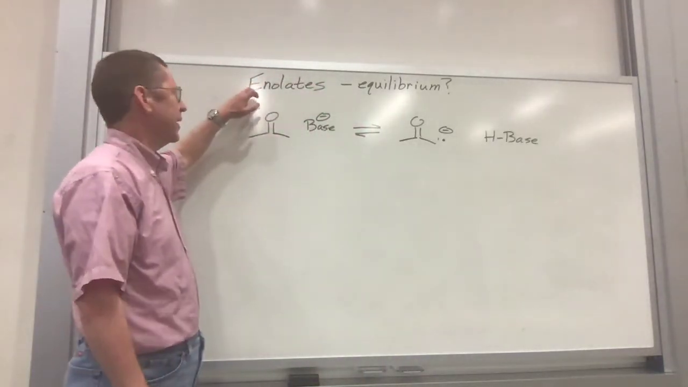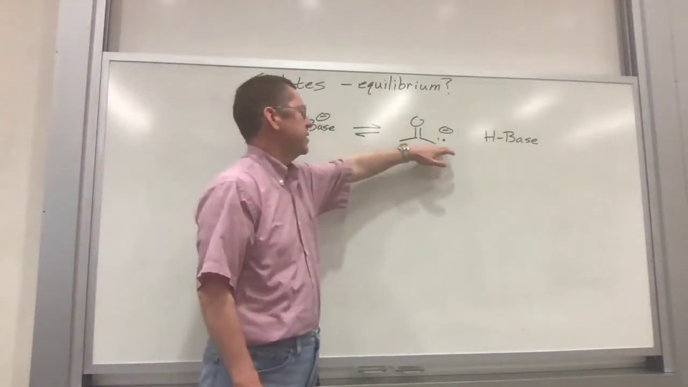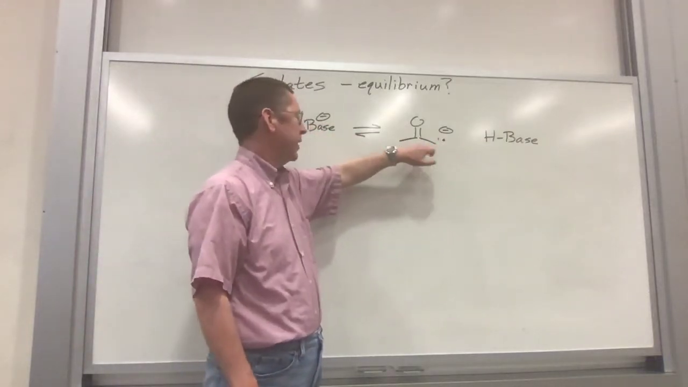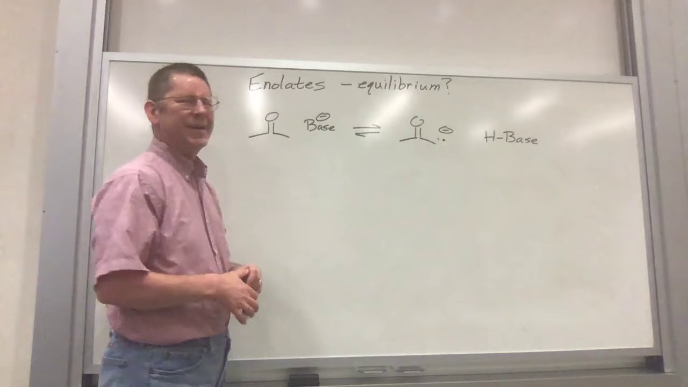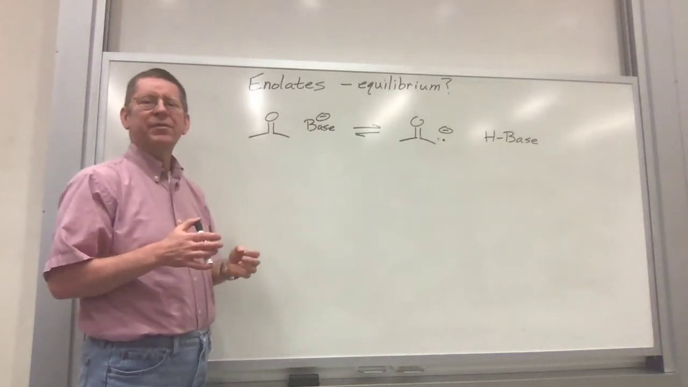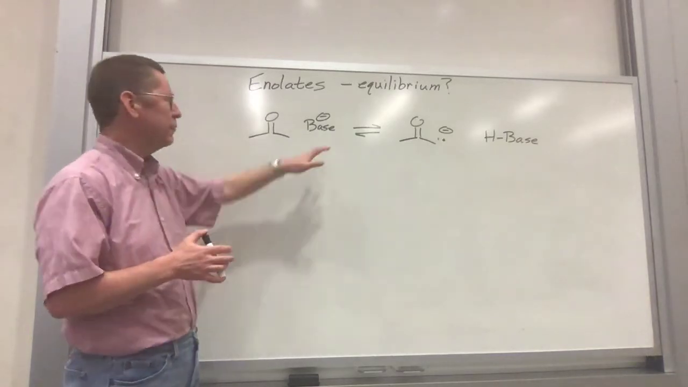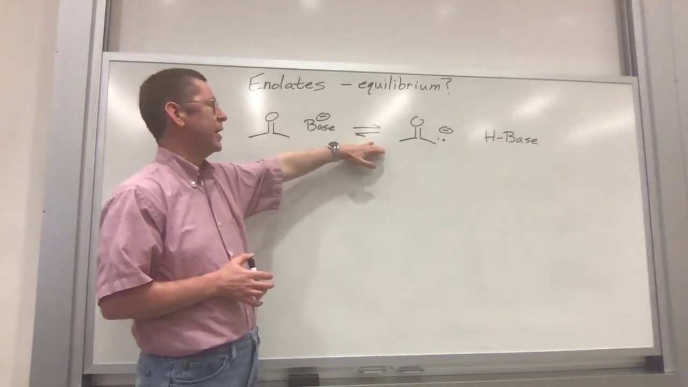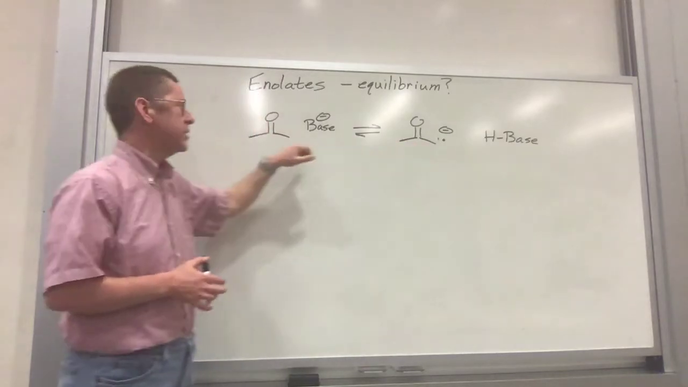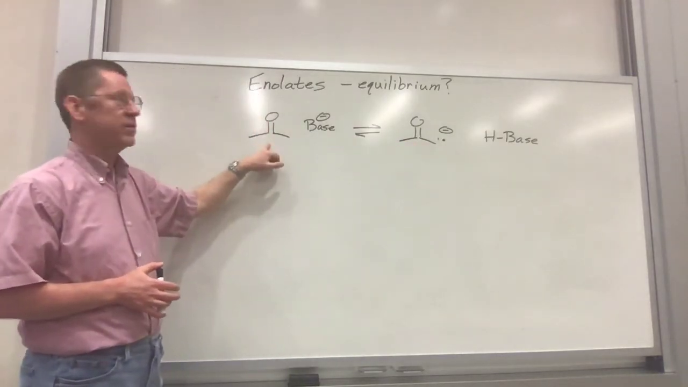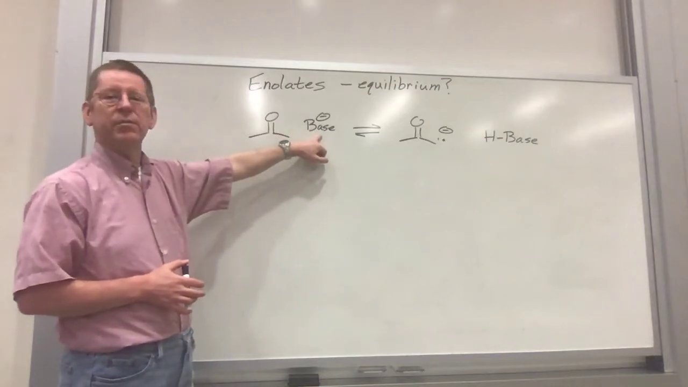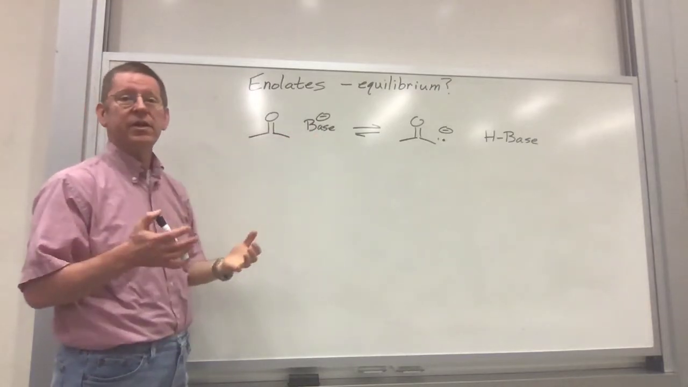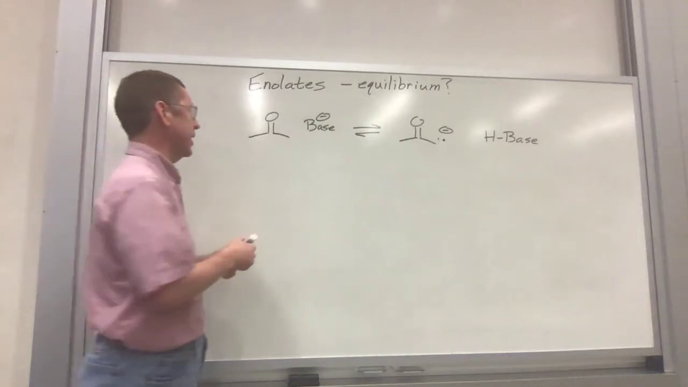Turning our attention back to enolates, these anions alpha or next door to our carbonyl. This is also an equilibrium event, but whether this equilibrium lies towards the enolate or towards the carbonyl form depends upon the base we're using. Because that's all it is. It's an acid-base reaction.